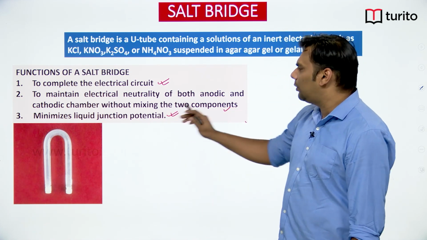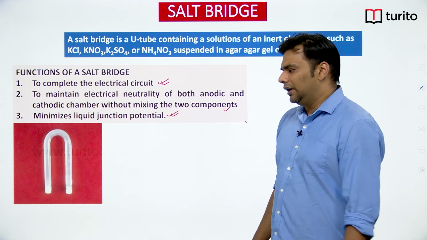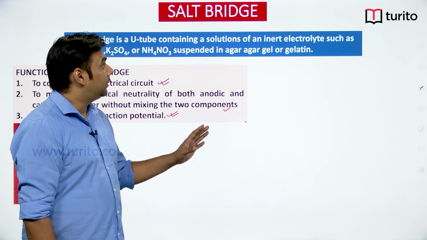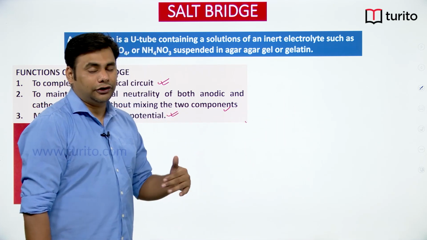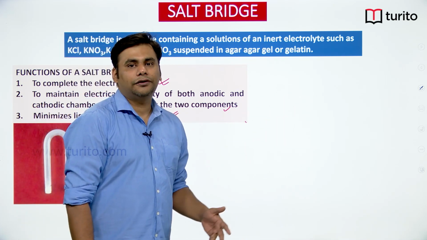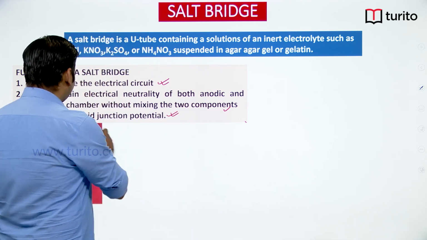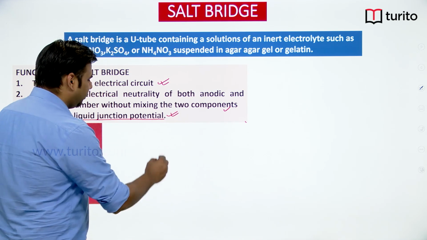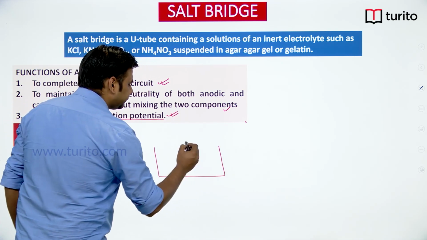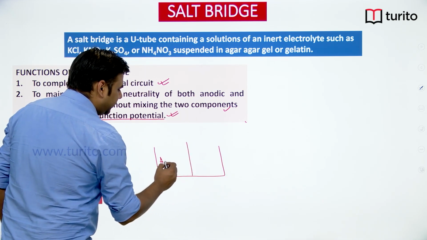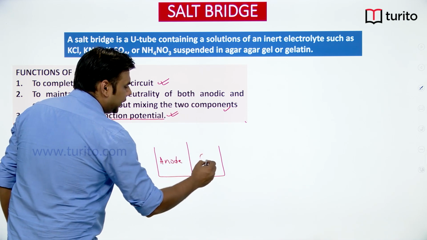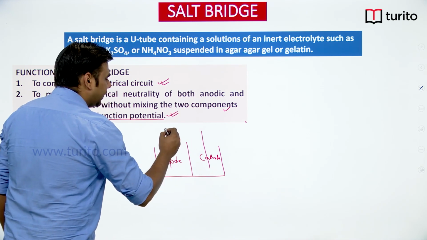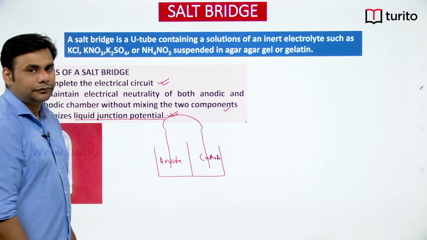I am going to talk about this a little later, when we are talking about the electrochemical series, and electrochemical cells with transference or without transference. For now I will just make you understand the basics of what liquid junction potential is. Suppose we had the anodic portion, this was the anode and this was the cathode. A rod was dipped in it, and we connected it with a conducting wire.